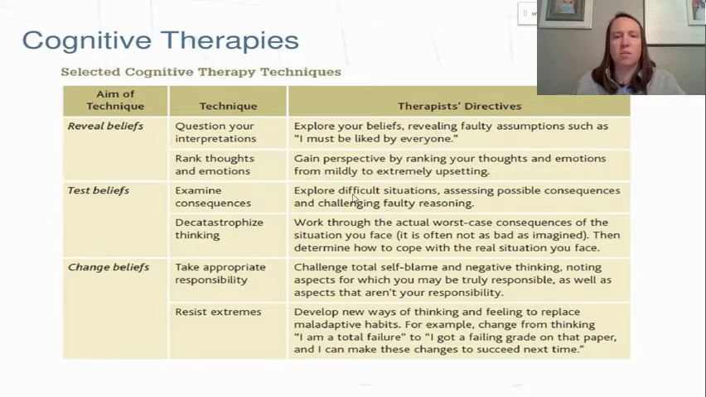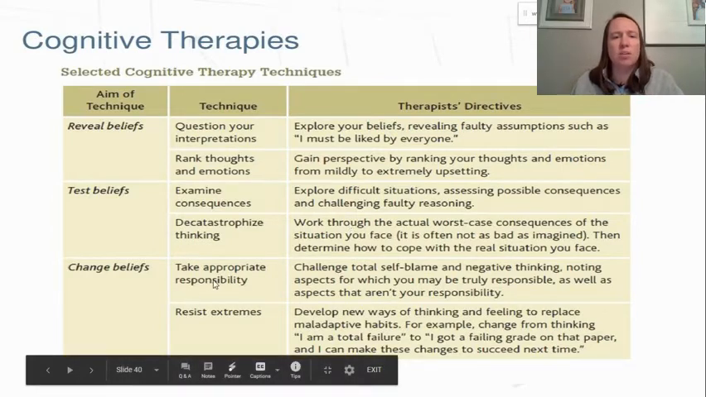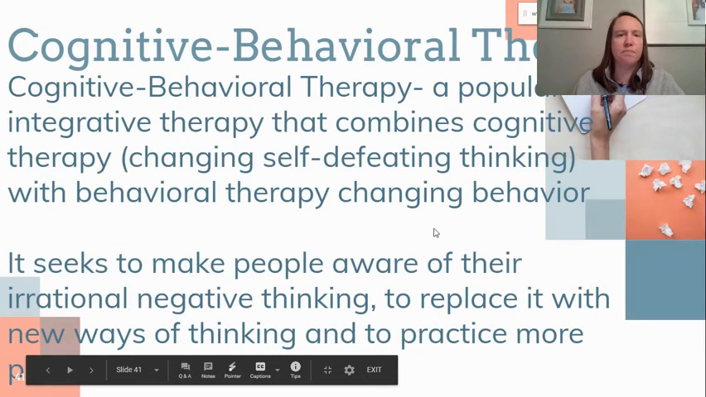You test their beliefs. You make them explore some difficult situations and examine their consequences. It's not going to be a catastrophe if something happens. Let's de-escalate that. Work through real worst-case scenarios and figure out how we can progress from it and move forward, so we don't have to sit here and dwell on it. And change their beliefs. Get them to take responsibility, reset that self-blame and negative thinking. Develop new ways of thinking, a new practice instead of that bad maladaptive habit that they were used to doing.